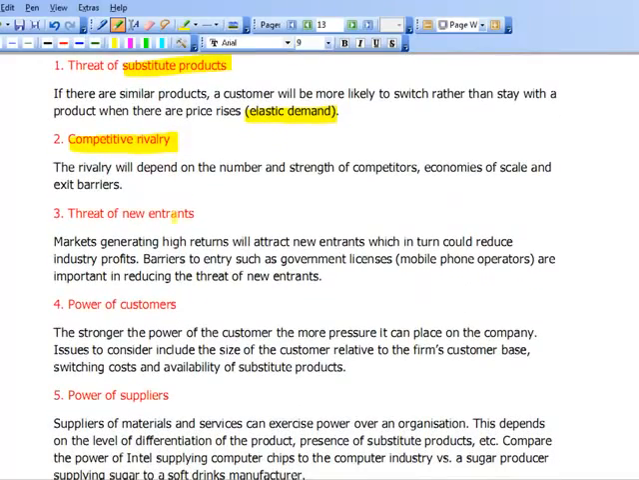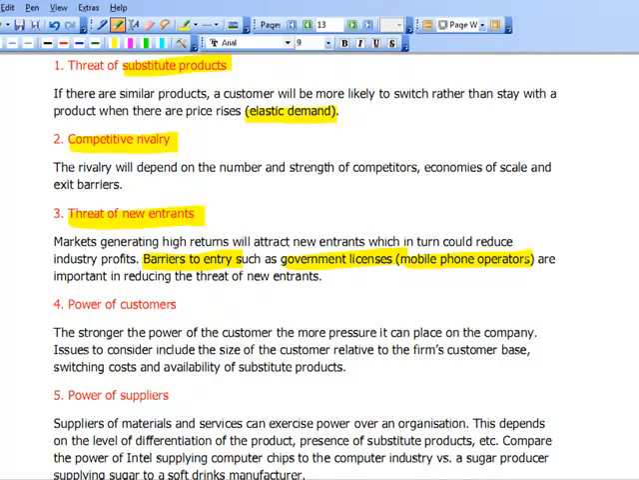The next one of the forces we're going to look at, threat of new entrants. Now, going through the notes, markets generating high returns, so profitable markets, would generally attract new entrants, which in turn could reduce industry profits. And introducing here an important thing, barriers to entry. Barriers to entry are things which are a barrier to enter that market. They are things which make it difficult for new entrants to enter that market.